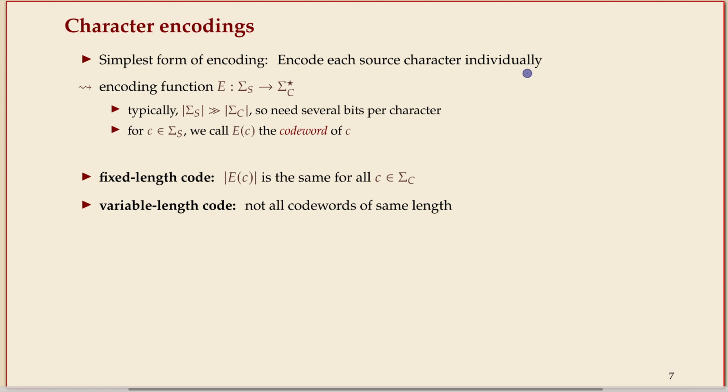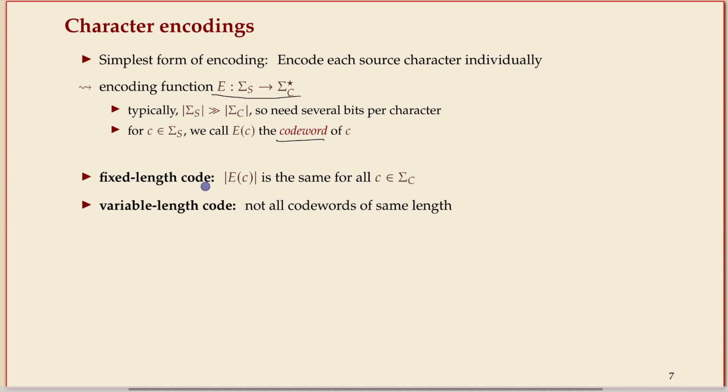A character encoding just means that we have a certain code for each source character in the source text. So you can represent it as a function e that maps from the source alphabet to potentially several characters in the coded alphabet. It can be a code word. That's what we call these. The representation for a single character is the code word for that character. In this case, we'll usually assume the source alphabet is fairly big, whereas the coded alphabet might be just binary. In principle, all of these things are called character encodings.